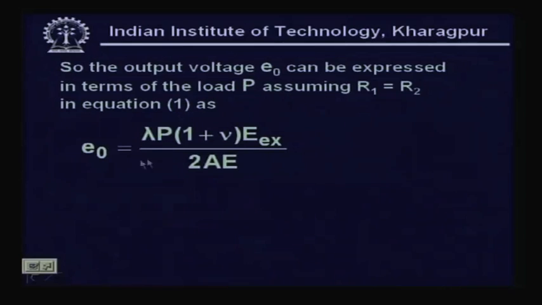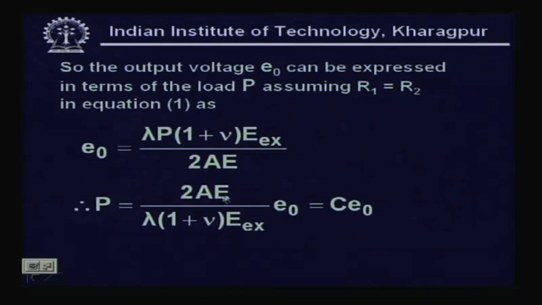So, these are all constants. You will find that the output voltage E x, if the supply voltage remains constant, if you use a battery, obviously it will remain constant, the output voltage is directly proportional to P. This is very important, because it will make our signal processing very simplified. So, it basically comes under the category of a linear instrument.